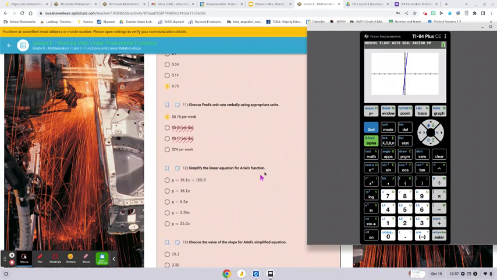Okay, simplify the linear equation. If you notice, do you see how it's 18.1x, 18.1x, 9.5x, 2.59x? These are all the slopes. So let me show you how to calculate slope from an equation. Here's your equation. You can go to Calc right here, Calc. Hit second trace to calculate. And we'll be working with this all year. I'm going to show you how to calculate all these things in your calculator.